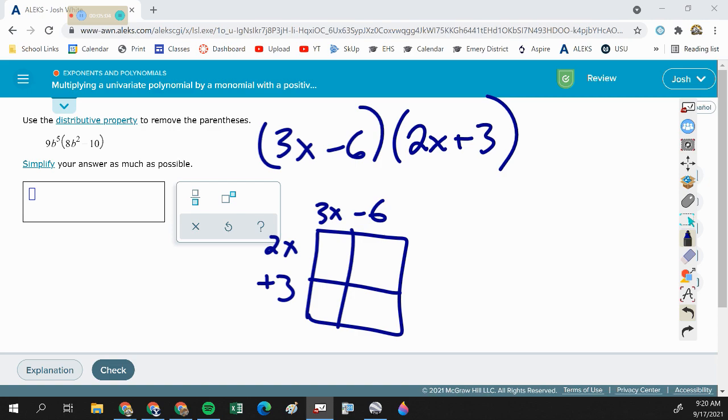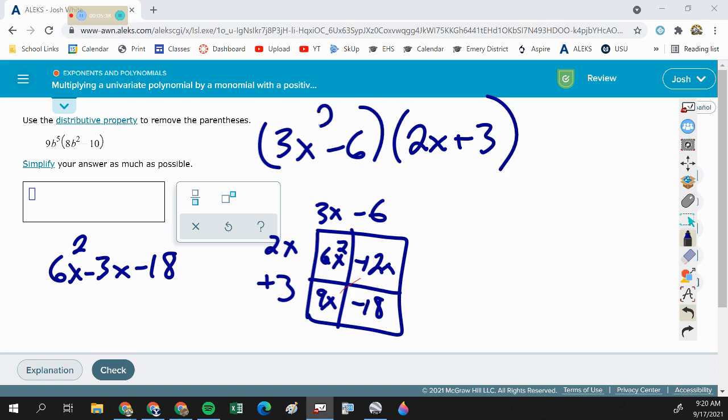2x times 3x is 6x squared. 2x times negative 6 is negative 12x. 3x times 3 is 9x. And 3 times negative 6 is negative 18. Okay, and then we look for like terms. These go together. So we get 6x squared minus 3x minus 18. Okay.